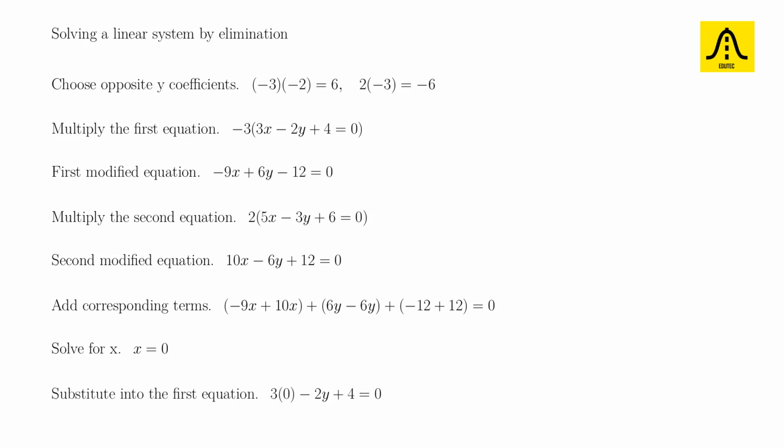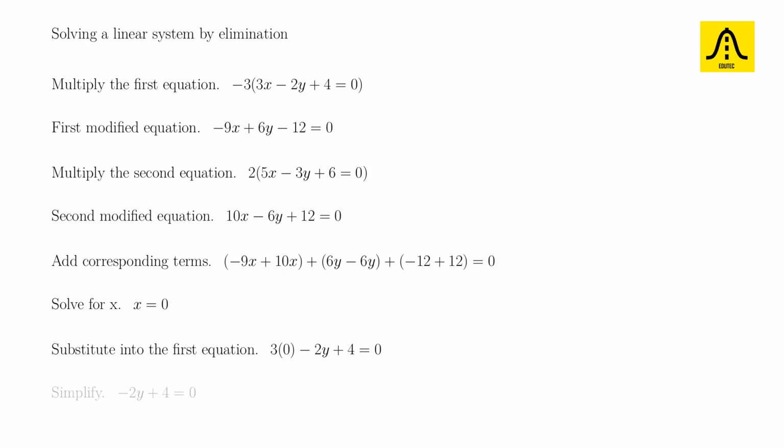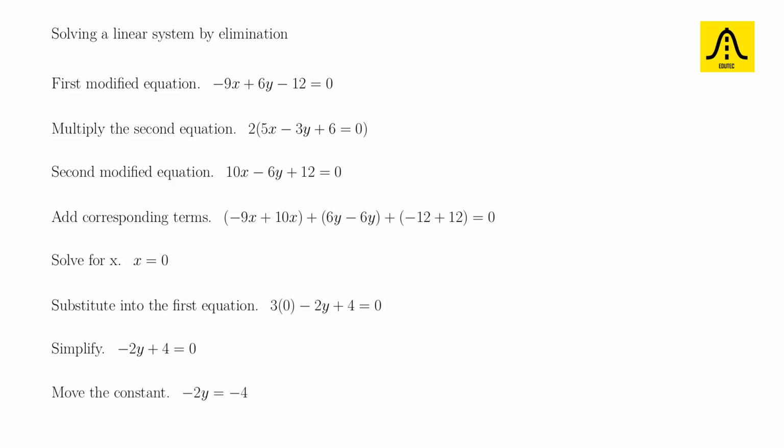Substitute x equals 0 into one original equation, not into a partially changed equation. 3 times 0 is 0, so the equation becomes simpler. Subtract 4 from both sides to isolate the y term.